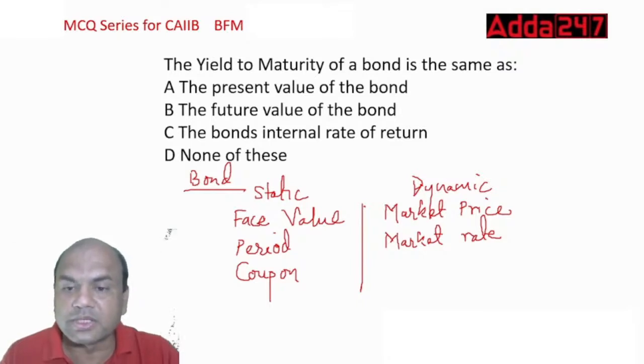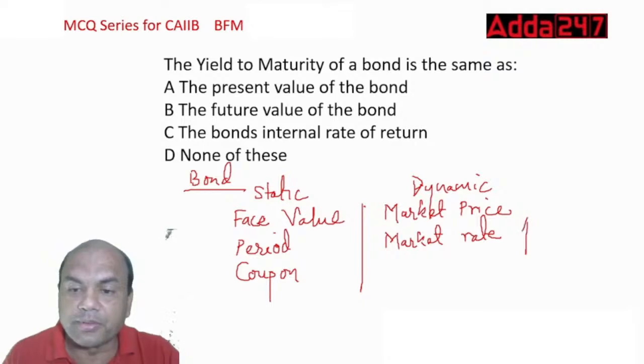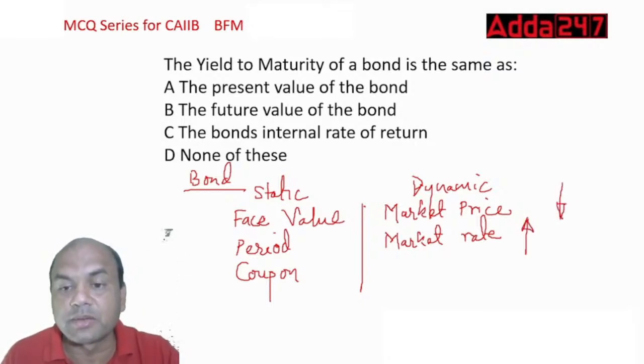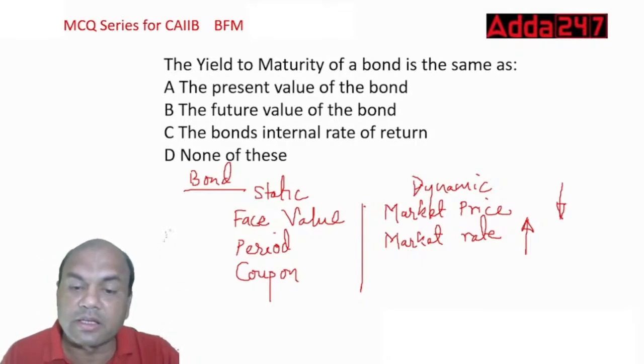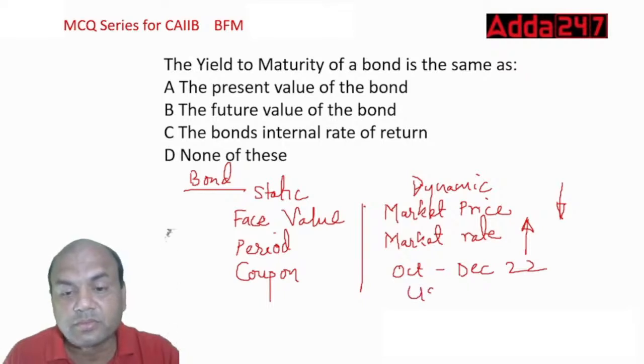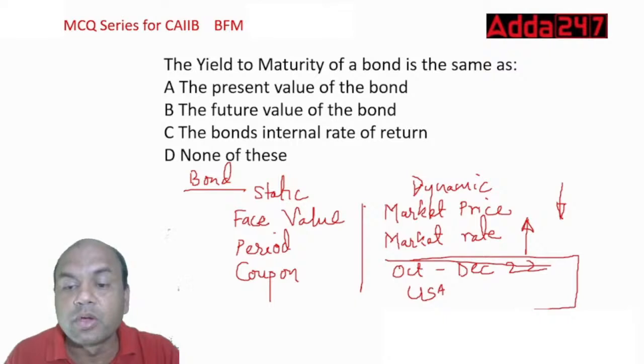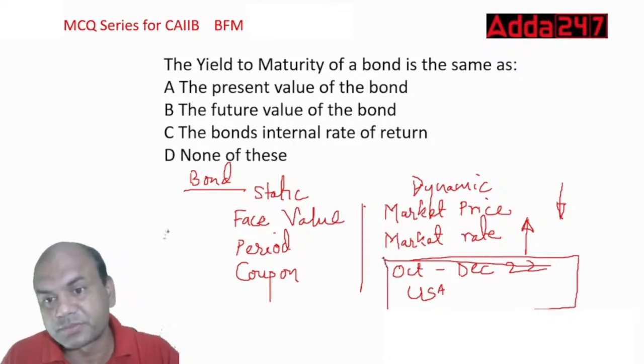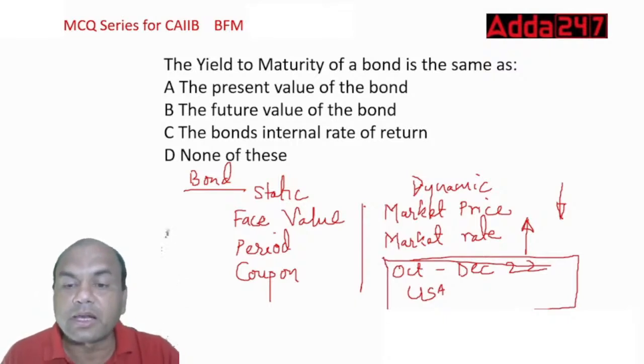Now there is a rule to this. The rule is: if the market rate goes up, the price will go down. If market rate goes up, the price will go down. You had seen this in October to December 22 in USA. You check right now also. Go on Google and check October to December 22 bond rates of USA. You'll find the same thing. The market rates were going up and the market price was going down.